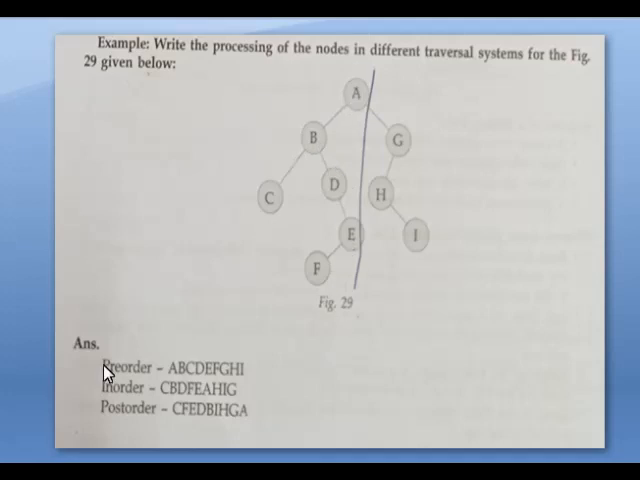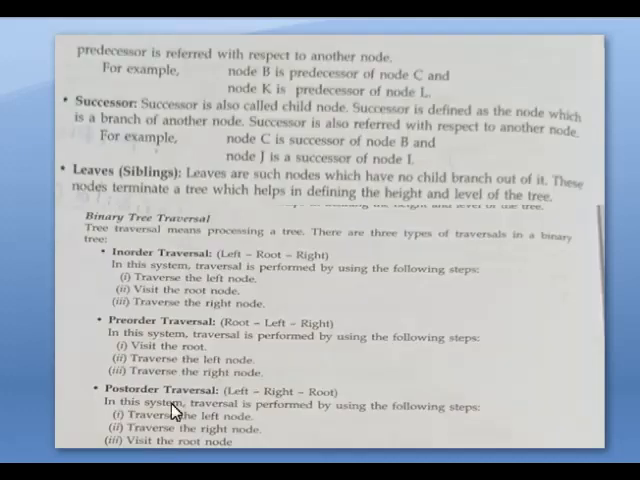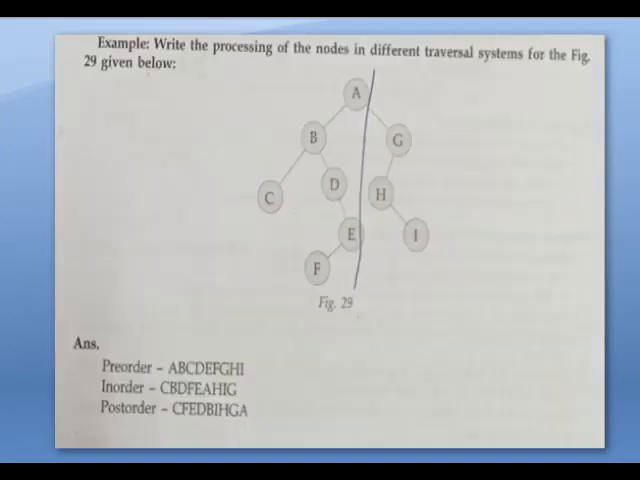G is the root. So the post-order traversal. Post-order traversal means left, right, and root. So C, F, E, D, B, I, H, G, A. So this is the binary tree traversal.